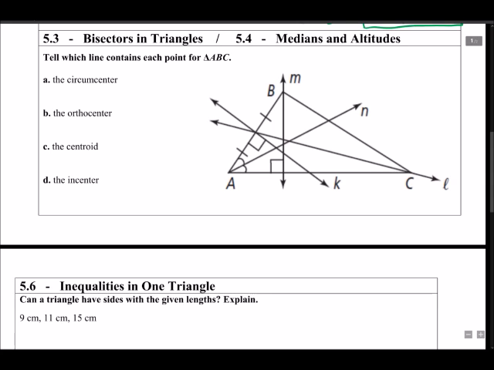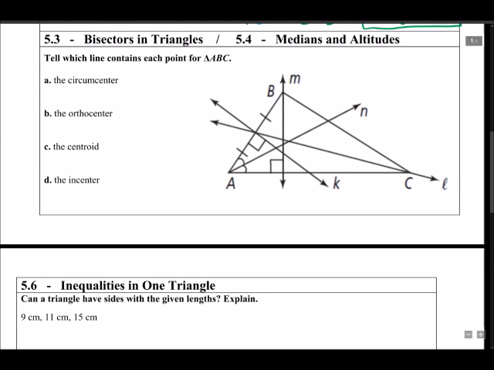This asks us to tell which line contains each point for triangle ABC. First one asks us to find the circumcenter. So how do we know what makes a circumcenter? This was the concurrency of the perpendicular bisector theorem. So we are looking for a perpendicular bisector. Do you see any perpendicular bisectors? We'll have 2 lines that are perpendicular, but only one of them bisects right there.